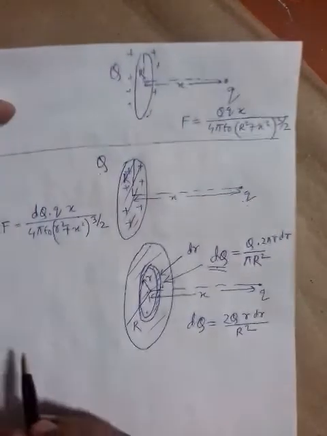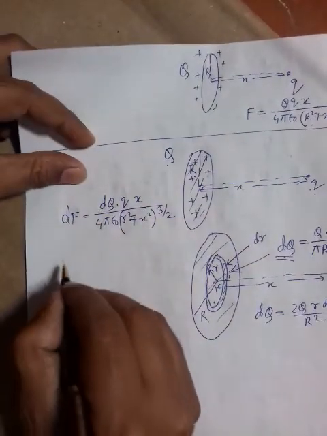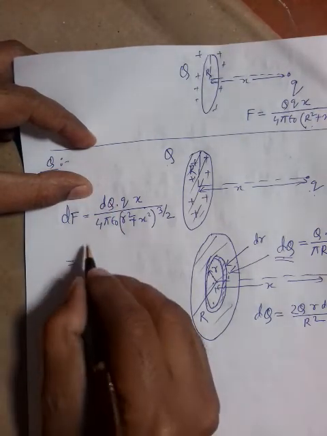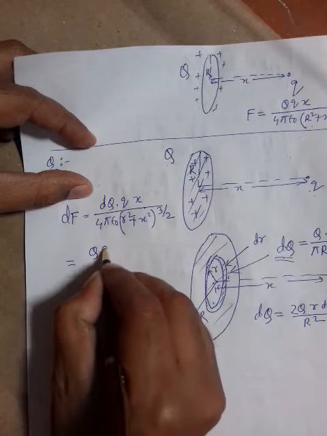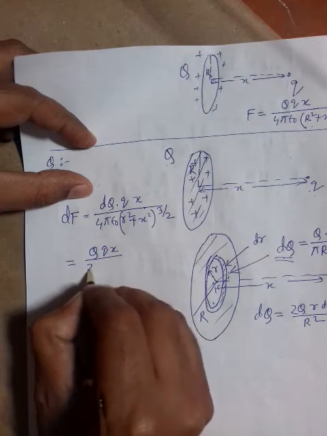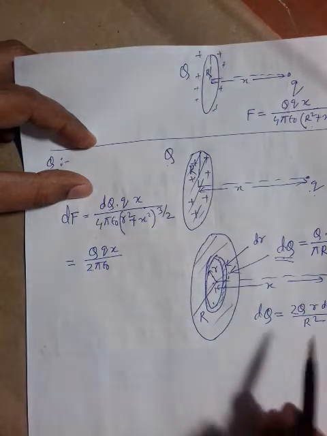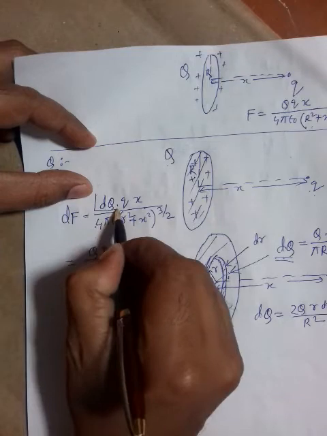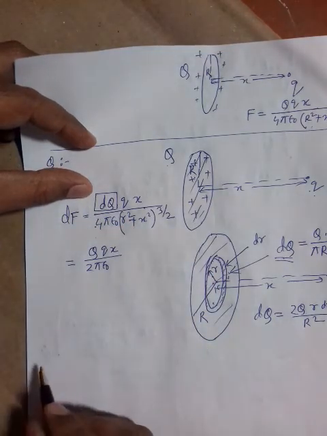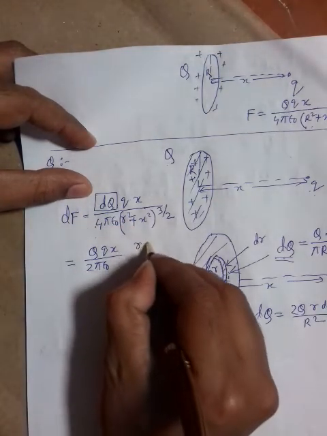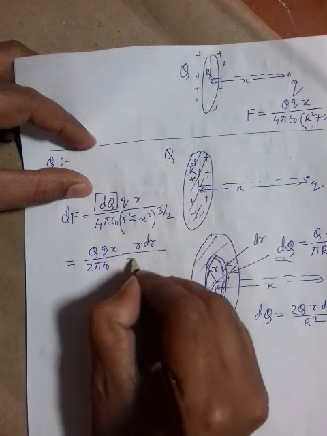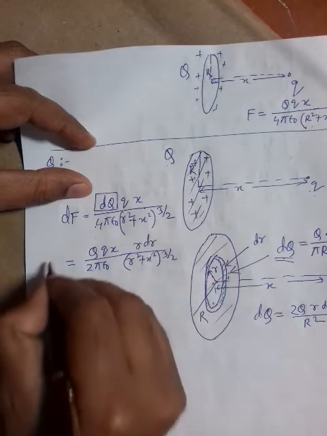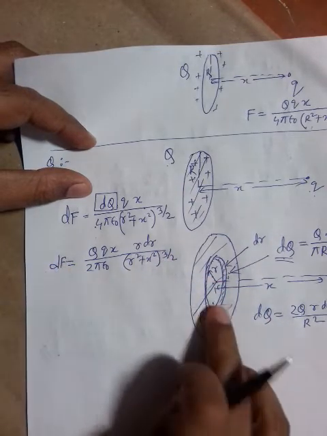Let me write dq here. If you write the value of dq here, 1 2 and 1 2 cancel. It is capital Q small q x by 2 pi epsilon naught. Why 2 pi? Actually it is carrying 4 pi, but a 1 2 is present here. If you put that value of dq, this dq is replaced. Then r dr divided by r square plus x square to the power 3 by 2. So this is df, meaning the force because of this ring.